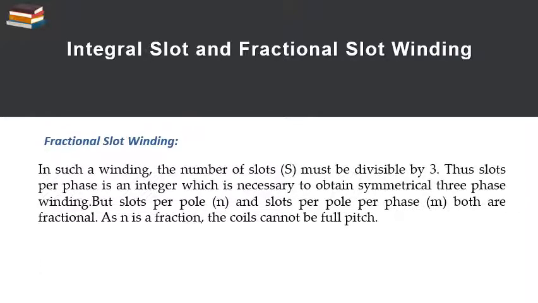In such a winding, the number of slots S must be divisible by 3. Thus, slot per phase is an integer, which is necessary to obtain a symmetrical three phase winding. But slot per pole N and the slot per pole per phase M both are fractional. As N is a fraction, the coil cannot be full pitched.